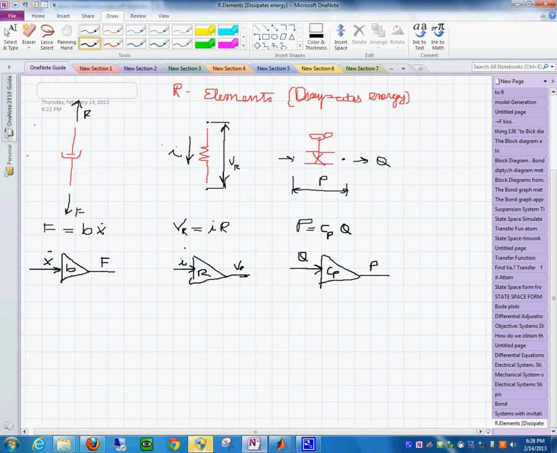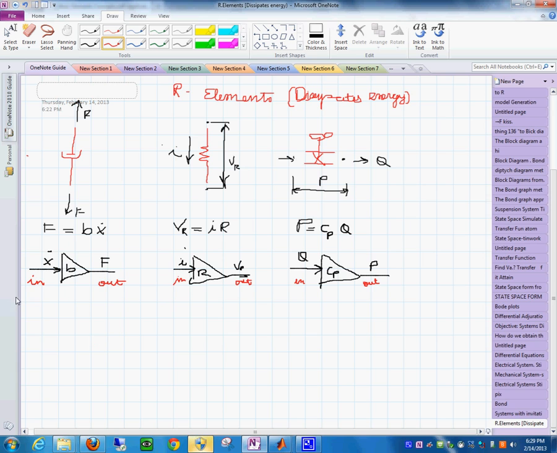So I'm just going to put some labels in here to make it easy to understand. This is what is in. This is what is out. Same thing in here: this is in, this is out. Same here: this is in, this is out.